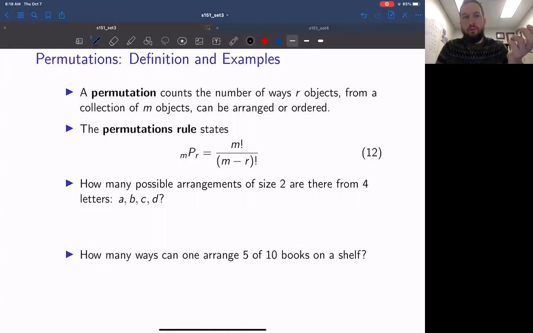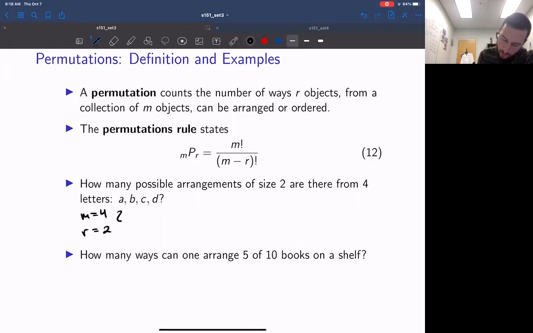Okay, so to illustrate the permutation rule, I'm going to start with a basic example of ordering 2 out of 4 letters. And I'm going to show you what the ordering would be so that you can see how the permutation is counting the different arrangements. So we have how many possible arrangements of size 2 are there from 4 letters, A, B, C, D? Okay, so we have M equals 4, R equals 2. We want to know how many ways can I arrange 2 out of the 4 letters. So this is a permutation, 4p2, which is 4 factorial over (4 minus 2) factorial.